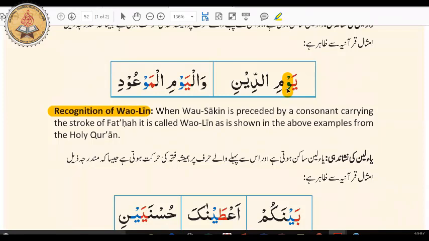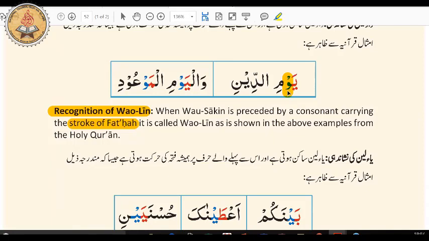is preceded, meaning that the letter before the vowel sakin has a stroke of fatha on top of it. So in this case, this ya, does it have a stroke of fatha on it? Yes, it does. So therefore, this vowel here has become a vowel lean. That's the rule, okay? This vowel has now become a vowel lean because the letter before the vowel has a fatha on top of it.